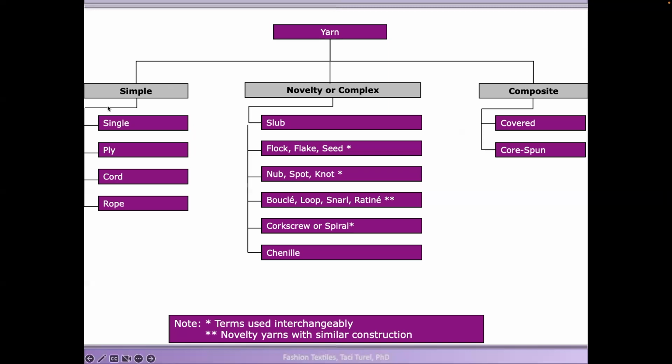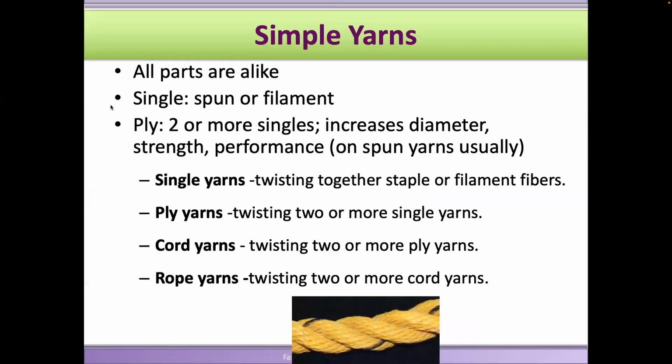Simple yarns are what we have seen so far, you know, that are single yarns, there are ply yarns, and then there's cord and rope. So we'll talk about simple yarns. Novelty or complex yarns are the fancy yarns that we create to make really fancy fabrics. So let's start with simple yarns. In simple yarns, all parts are alike. So we're not combining different types of yarns together. We have the same type of yarn.